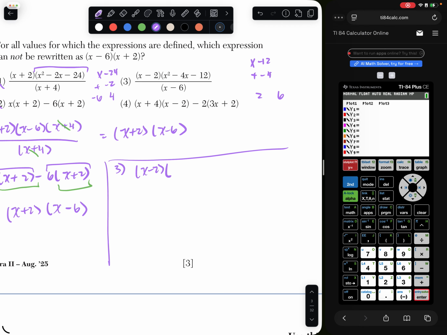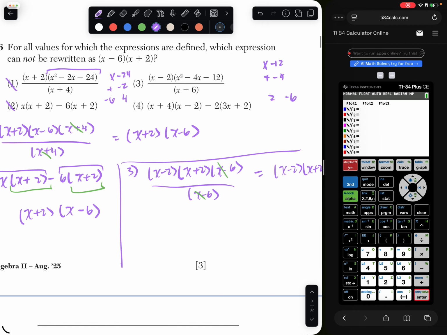I'm thinking of 2, 6, and the 6 is going to take the negative sign again. So then this becomes x plus 2 times x minus 6 over x minus 6. And then we'll see this cancels out. And then this would equal x minus 2 and then x plus 2. And you'll see that that does not match up with whatever's given to us in the problem. So the answer is choice 3.